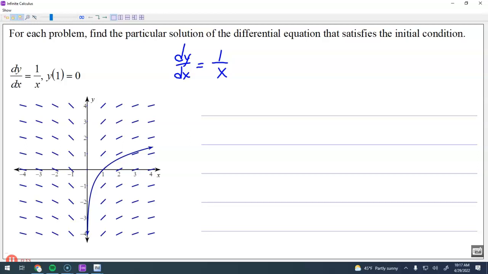What we're going to get into tomorrow, Monday, is integrating with two variables. It's called separation of variables. You put all the y's on one side and all the x's on the other side. You integrate y's over here, x's over here, and then put them back together at the end. So I'm going to put all my y's on one side and all my x's on the other, which in this case means multiplying both sides by dx. That gives me dy equals 1 over x times dx, which you might write as x to the negative first times dx.